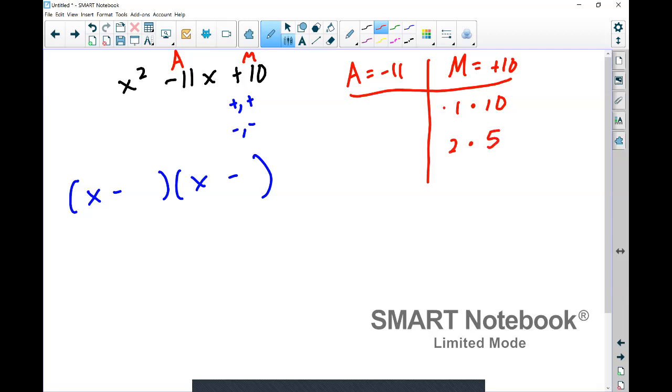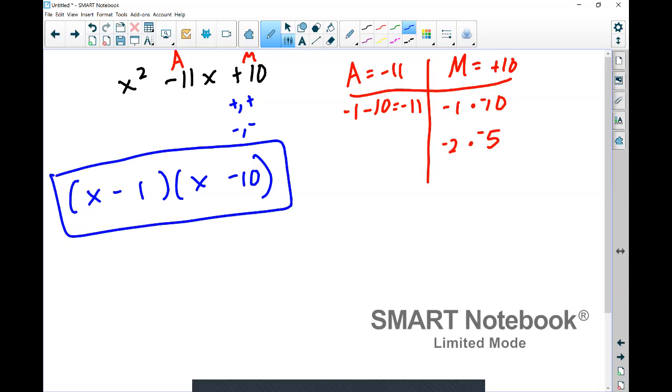And remember, they both have to be negative. So negative 1 minus 10 equals negative 11. Well, that works, so I don't really need to check these two. So those are our factors. So x minus 1 and x minus 10 work. And that's it for this one. This is our answer. Make sure you ask any questions that you feel you need.